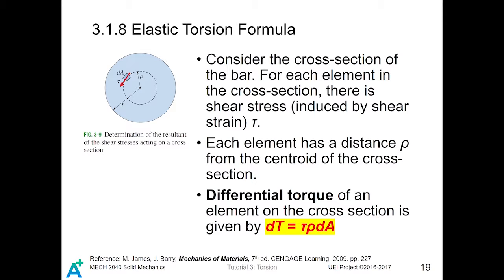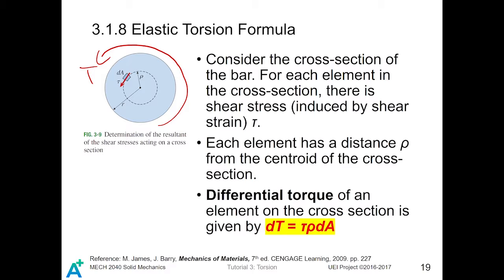After discussing tons of properties of the circular bar, now let's derive the elastic torsion formula for a circular bar. Consider the cross-section. For each element in the cross-section, there is shear stress, tau. For an arbitrary element on the surface, it has a distance rho from the center line of the cylindrical prismatic bar.